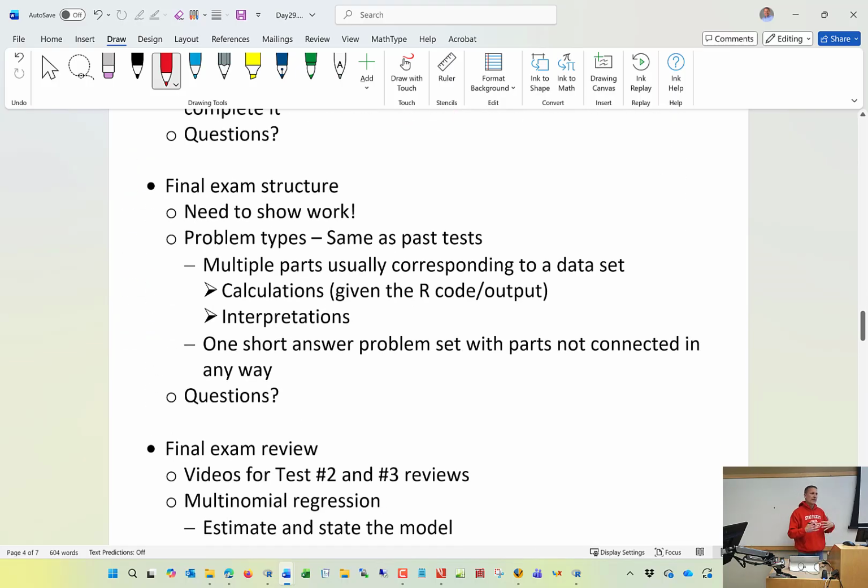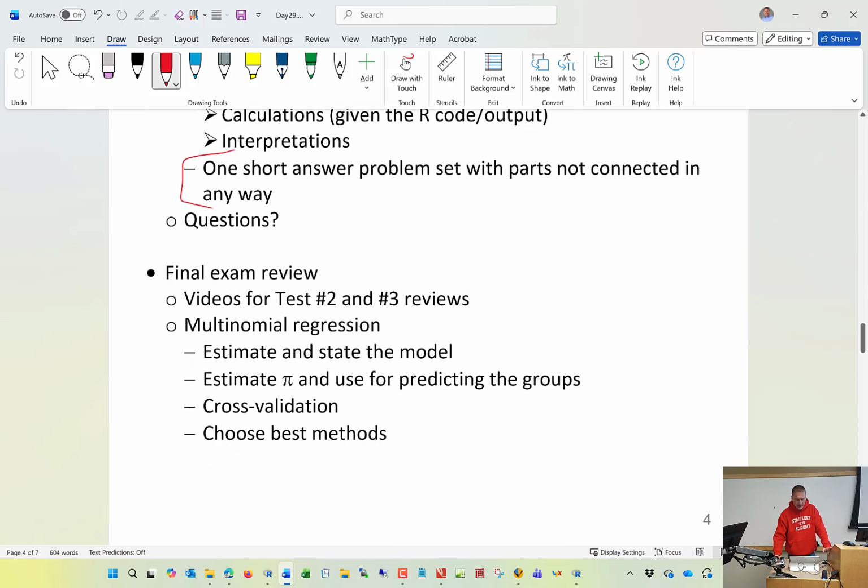The structure, yes? I was just going to ask about in the R part, there'll be like code and output. Yes. Right? Yep. Show which code. Both. Which output. Yeah. Final exam structure. Very similar problem types. Need to show your work. There will be, again, that one short answer problem set at the end.